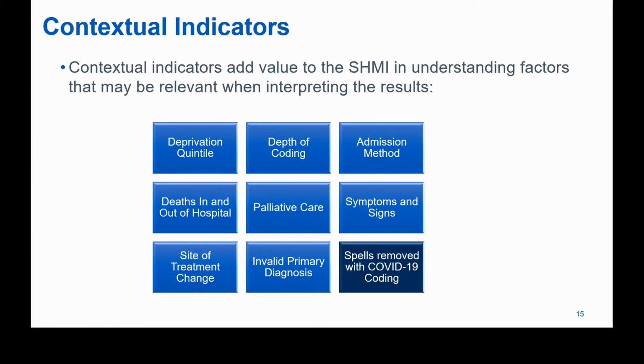crude mortality rates for elective and non-elective admissions, the percentage of deaths in hospital and out of hospital, because obviously we're considering all deaths that occur within 30 days of discharge. We consider the proportion that had invalid primary diagnosis, the proportion of spells that didn't have a primary diagnosis but were classified using a symptom or sign, whether there's a site of treatment change. And we've just added another contextual indicator, and that relates to the number of spells that will be removed with COVID-19 coding, and I'll discuss that in the very final slide of today's presentation.